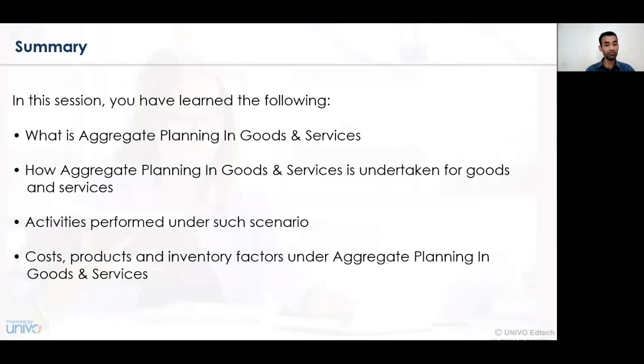Now let's summarize what we have learned in this session. We have seen what is meant by the concept of aggregate planning in goods and services, how aggregate planning is undertaken for the industry, and what the various activities are that are being performed under this scenario. And lastly, we have also seen the different types or levels of strategy with respect to aggregate planning in goods and services, and the impact of cost, product, and inventory under the concept of aggregate planning. I hope you have enjoyed your learning at this stage.